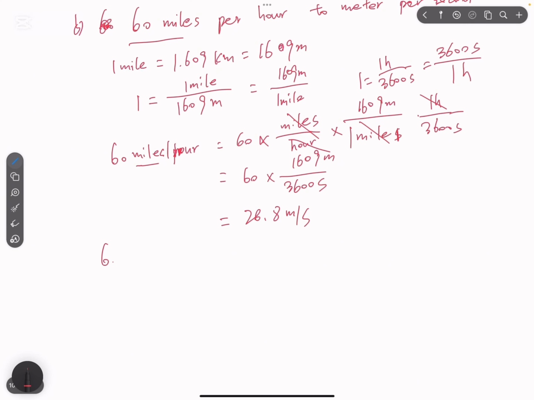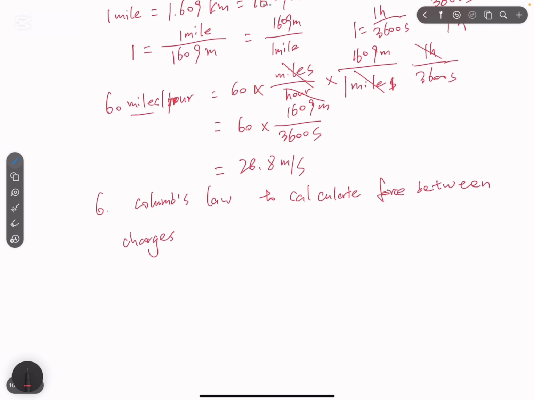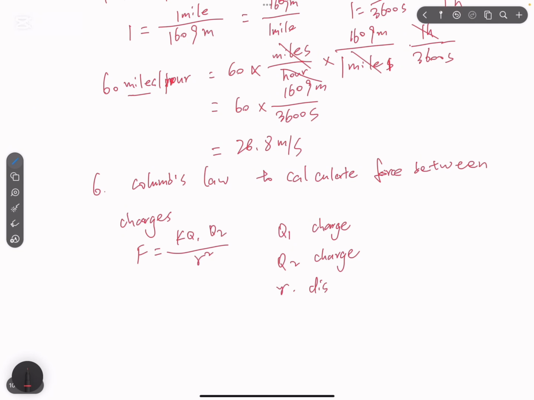Number 6, we need to use Coulomb's law to calculate the force between charges. So Coulomb's law says the force between two charges equals K times Q1 Q2 divided by the distance squared. So Q1 is the charge, Q2 is also the charge, and R is the distance.